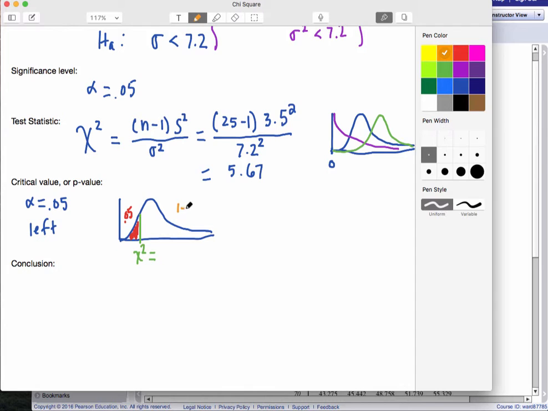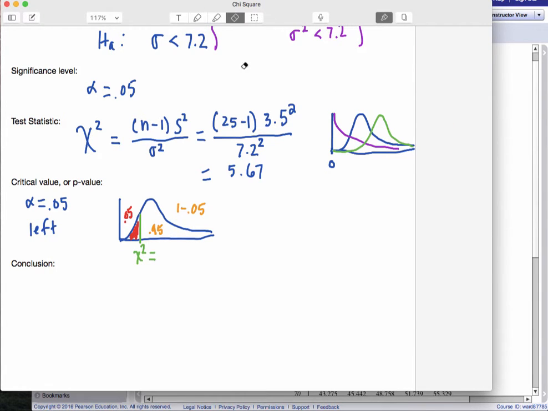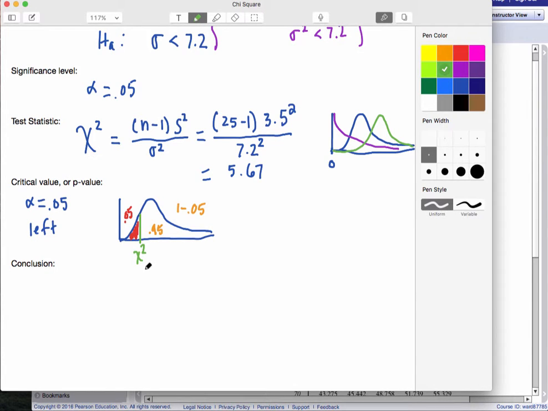Well, hopefully you said 0.95. 1 minus 0.05 says 0.95. So I'm actually going to change my chi-square value just a little bit. I'm going to add in a bit more information. Chi-square 0.95 equals, well, we're going to figure this out.